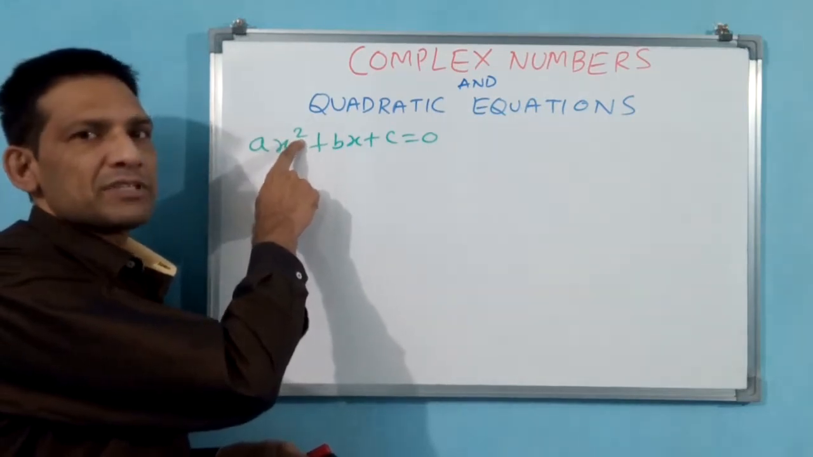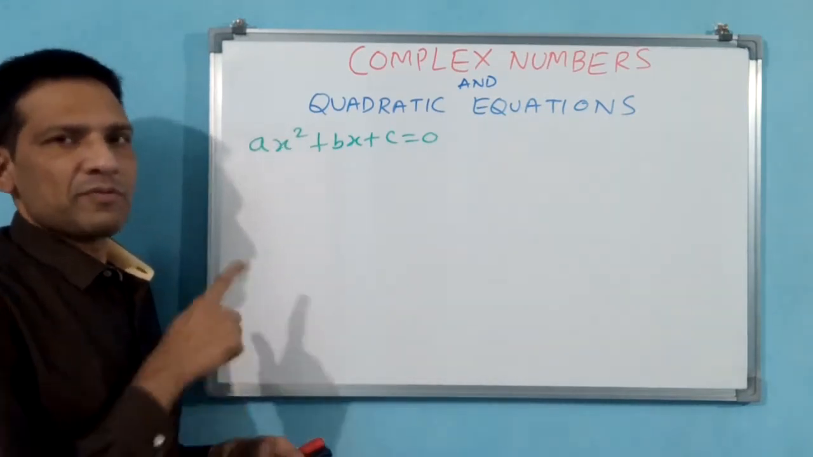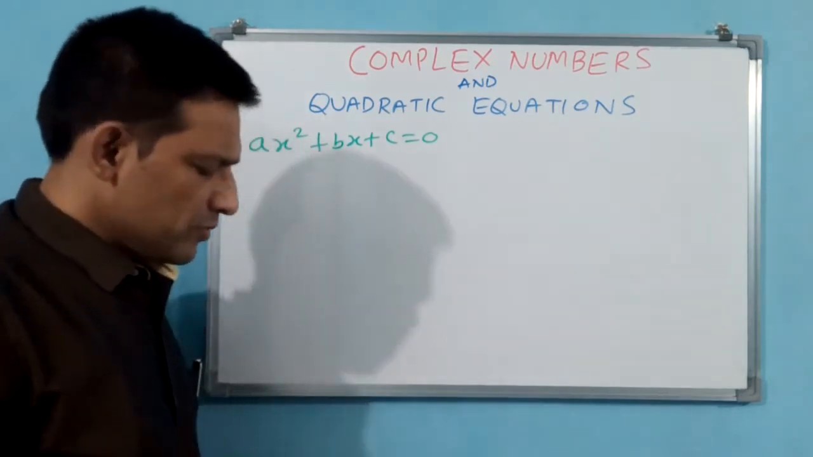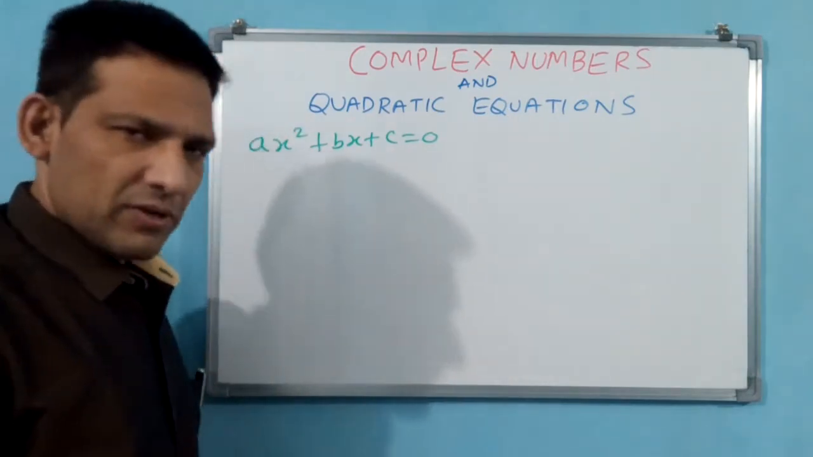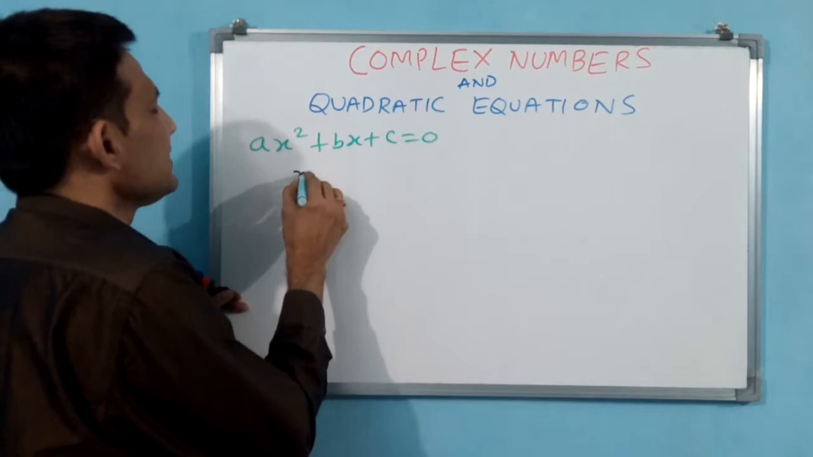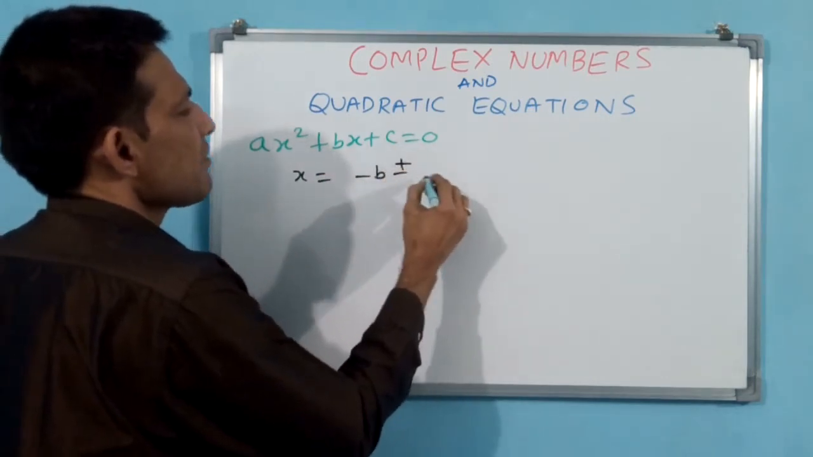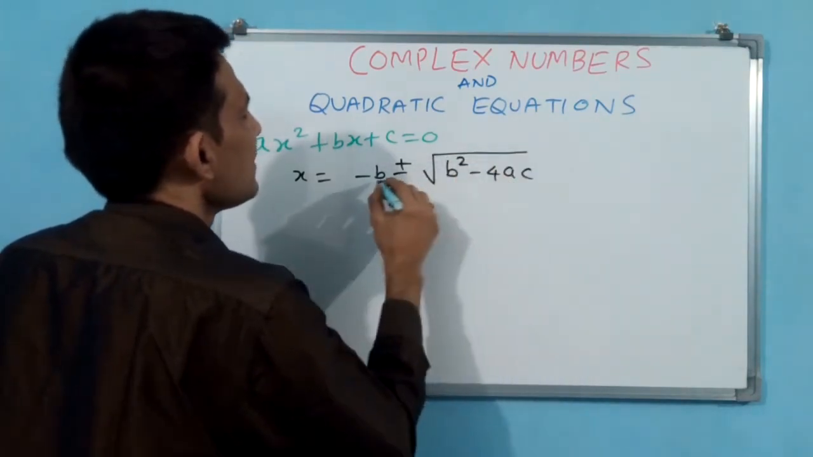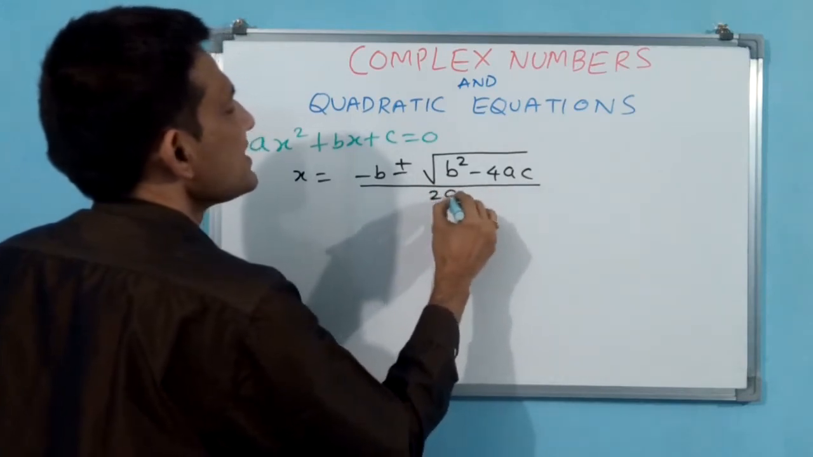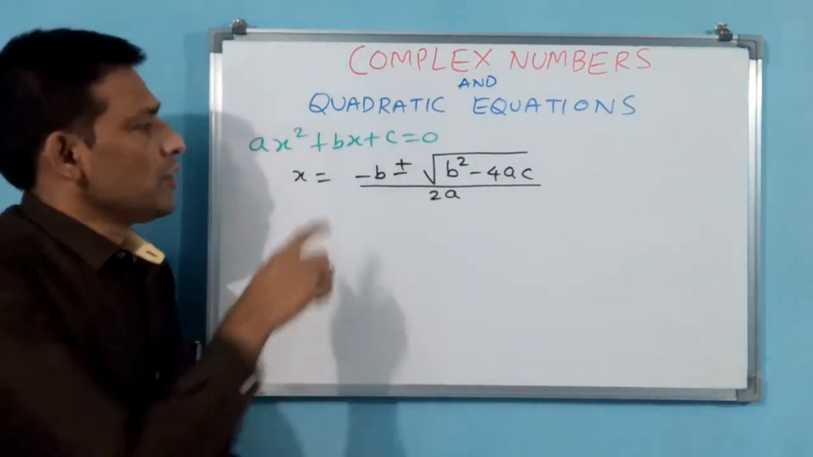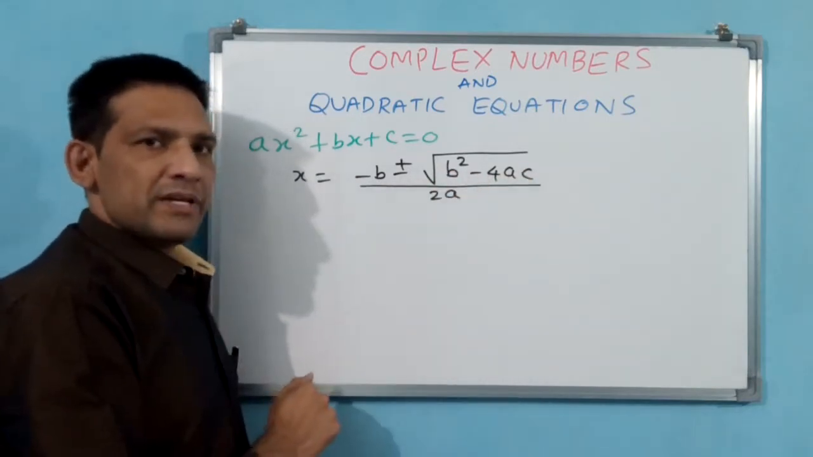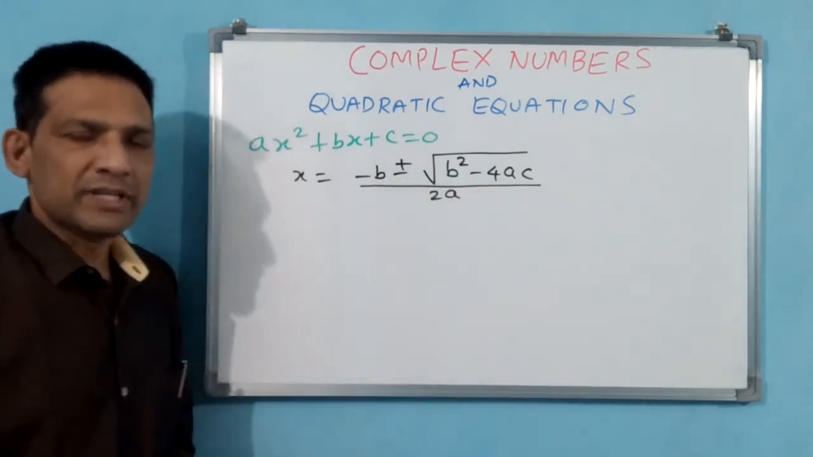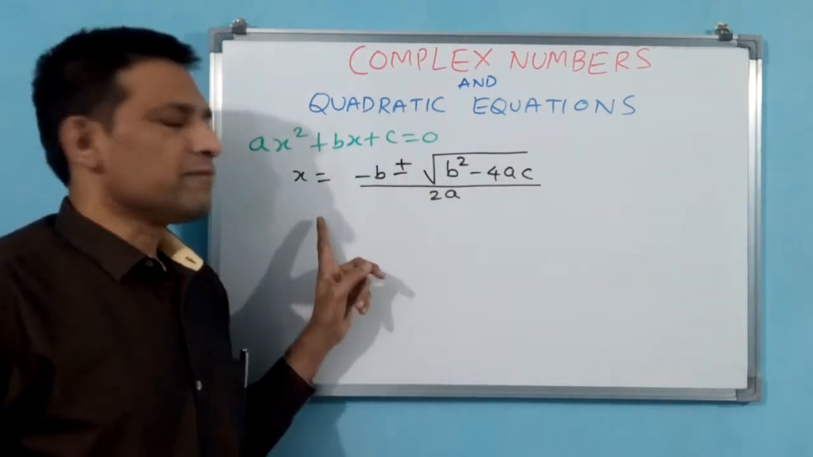Why? Because in the quadratic equation, x square, x to the power of 2 is there, so 2 roots will come. Here x is equal to minus b plus or minus square root of b square minus 4ac by 2a. That means minus b plus square root of b square minus 4ac by 2a, and minus b minus square root of b square minus 4ac by 2a. Two solutions will come for x.